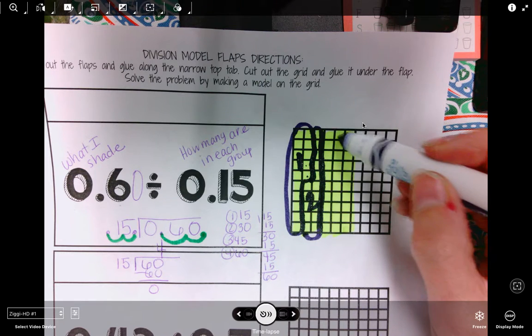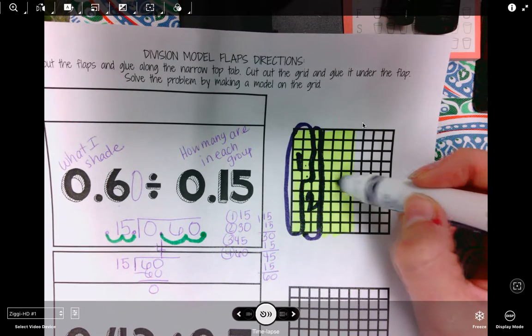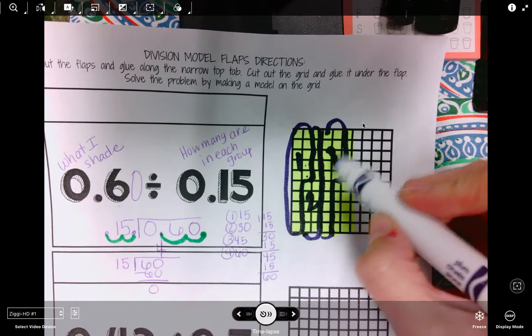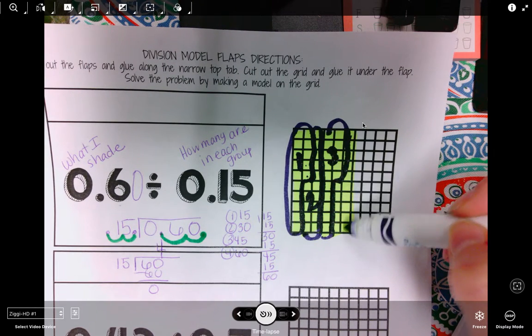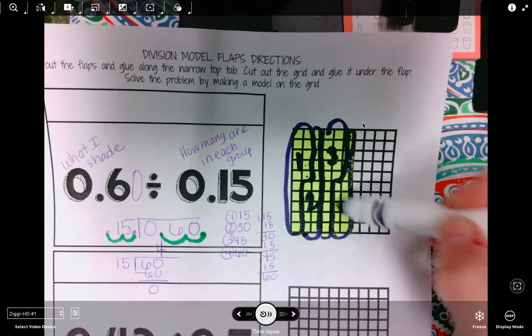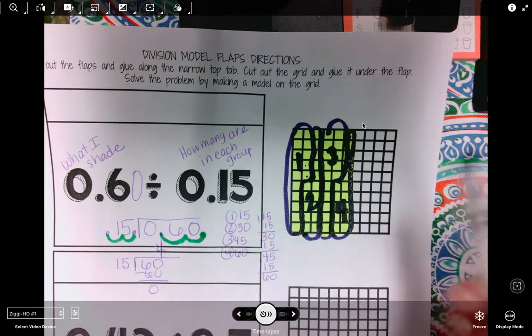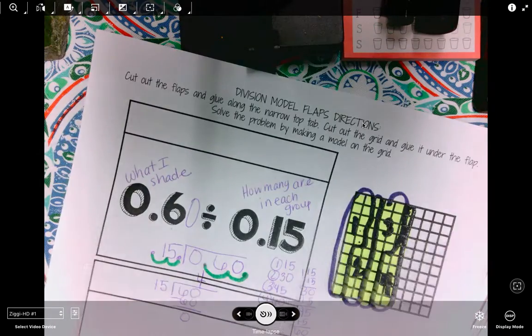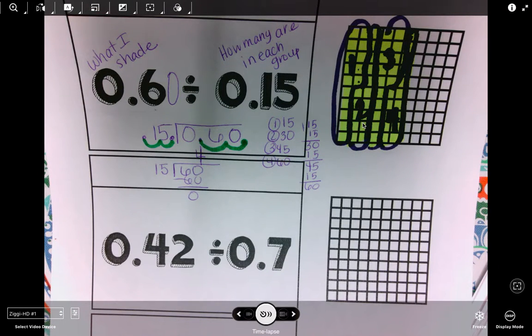10, 11, 12, 13, 14, 15. So right here, I have my third group of 15. And that leaves me with 10 and 5 here, which is my fourth group. So you can see that I made 4 equal groups of 15 out of 60. All right, let's move on to the next one.